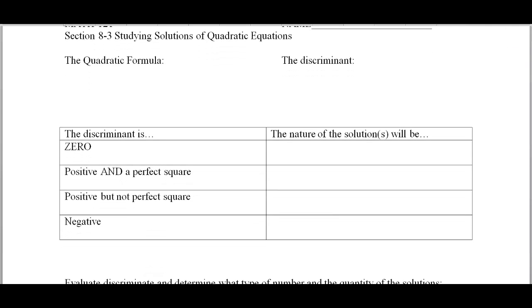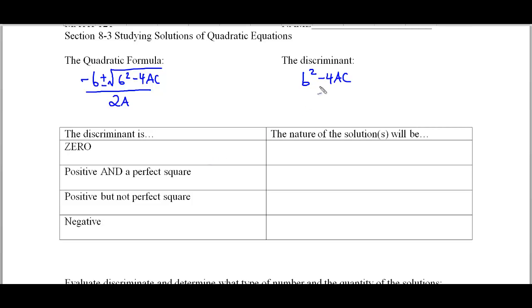Okay. What we learned is that the quadratic formula is negative b plus or minus the square root of b squared minus 4ac, over 2a. And the a, the b, and the c came from the leading coefficients of x squared, x, and the constant term. The discriminant is what is inside the square root, or b squared minus 4ac.